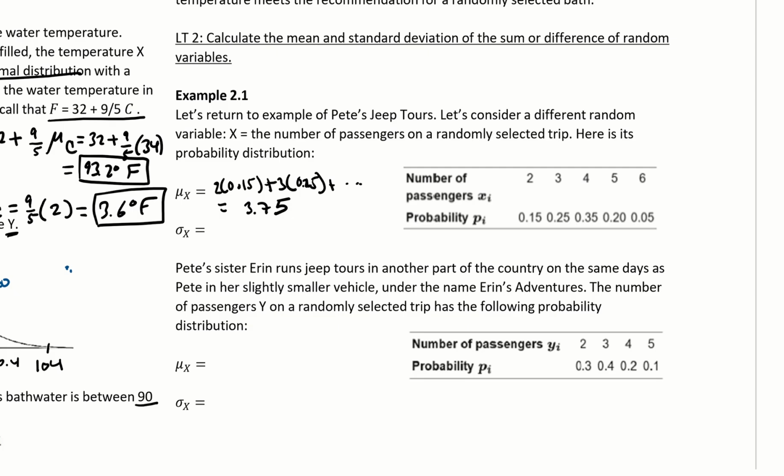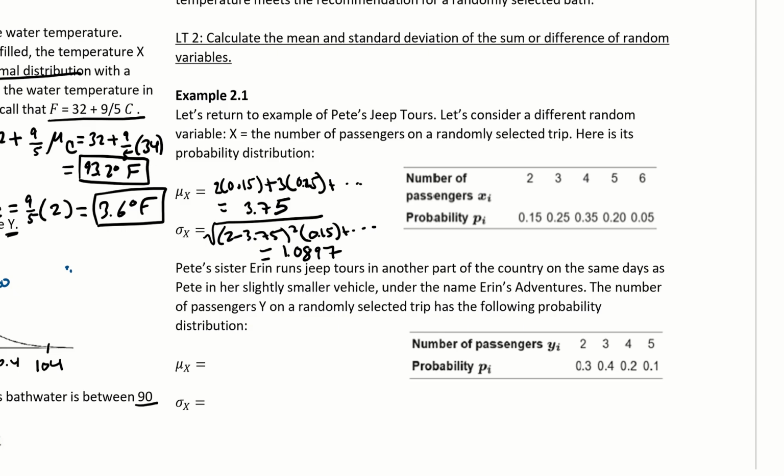Okay, and then the standard deviation, you can calculate it. We do the square root of the x value minus the mean that we just found, squared, times the probability, repeat that, and you get 1.0897. Okay, so let's round that. Yeah, so we'll just leave it like that.